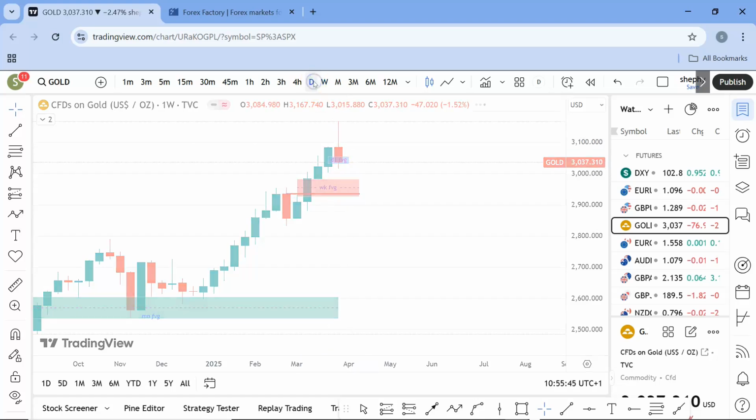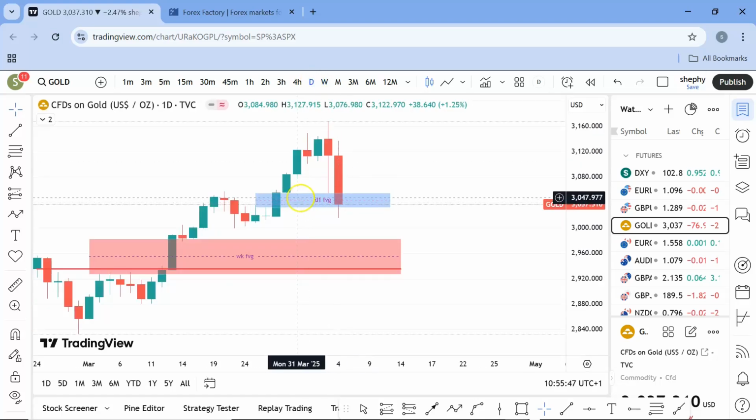Then on the daily chart, say if we see a reversal into this zone, we should look for a buy setup. So price has hit the first zone that we talked about last week, which is this daily fair value gap, and has closed below the midpoint of it. So that could be a cue that this market might still be interested in coming down.